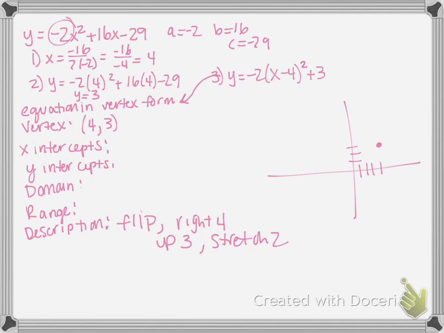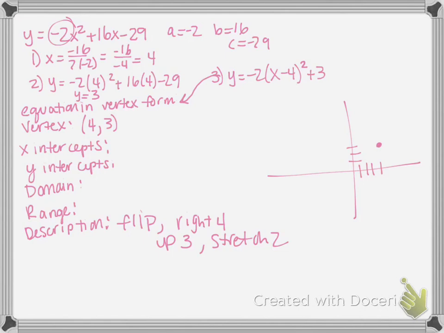Okay, to find the x-intercepts, you could either use factoring, you could use the quadratic formula, or you could complete the square if you wanted, setting it equal to 0. So it's kind of up to you which way you want to do it.